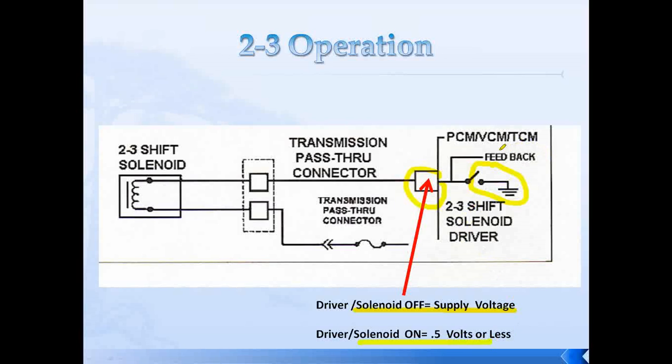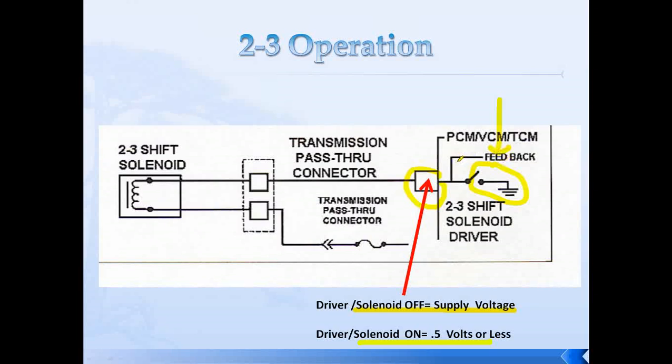Now, what GM did many decades ago was we put in something called a feedback line. Now, you don't typically know that this is there other than you've got a display, usually on your scan tool, that says feedback on it. Most of the instances, you're going to see it abbreviated as FBK. So in this instance that we're looking at right here, it would be saying 2-3 shift solenoid, and it would be showing the feedback line as FBK.